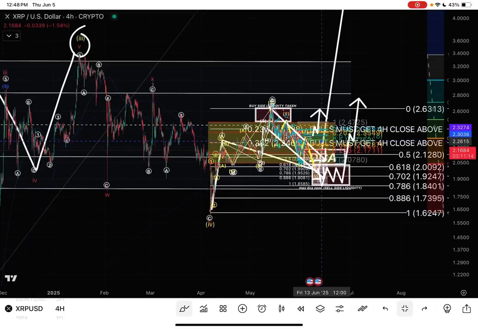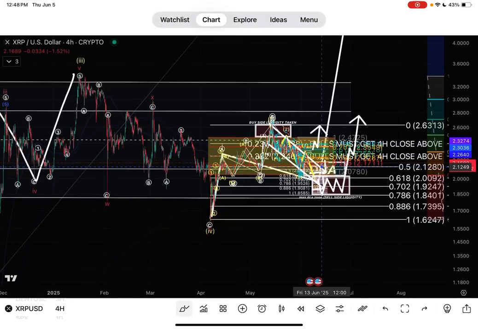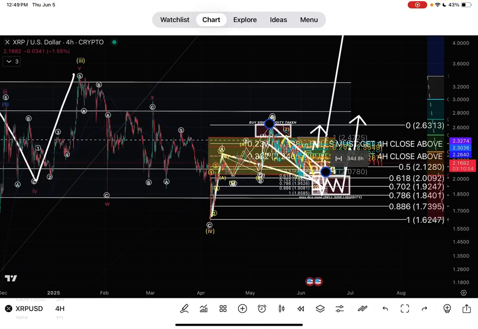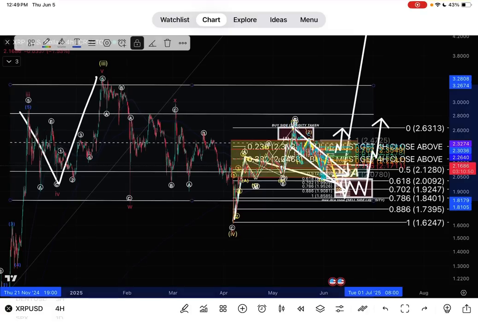So DCAing over here is key. And like I said, worst case scenario, we come down to 1.84, 1.7395. That wouldn't be something to worry about. You should actually take a look at that from the perspective of opportunity rather than from a negative light, because you'd not only be coming down to extremes, but you'd also be back testing this range over here.